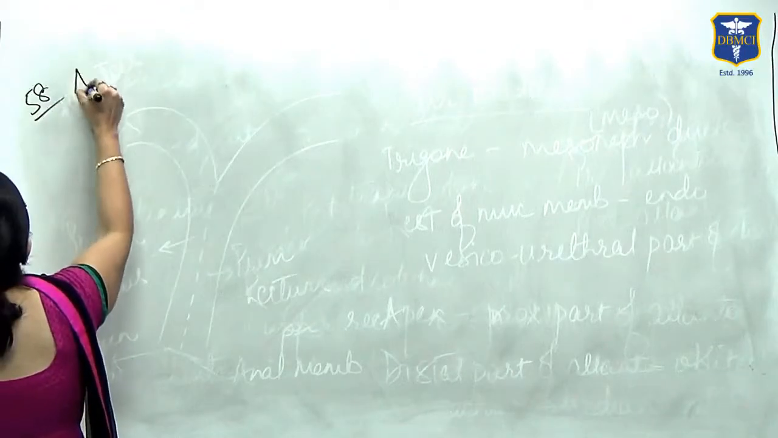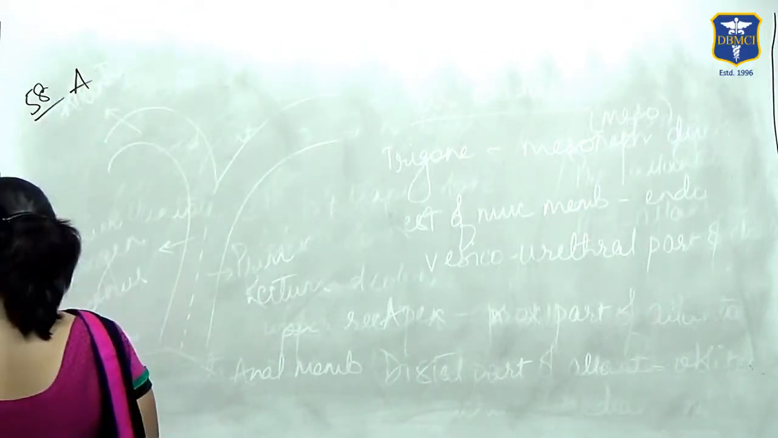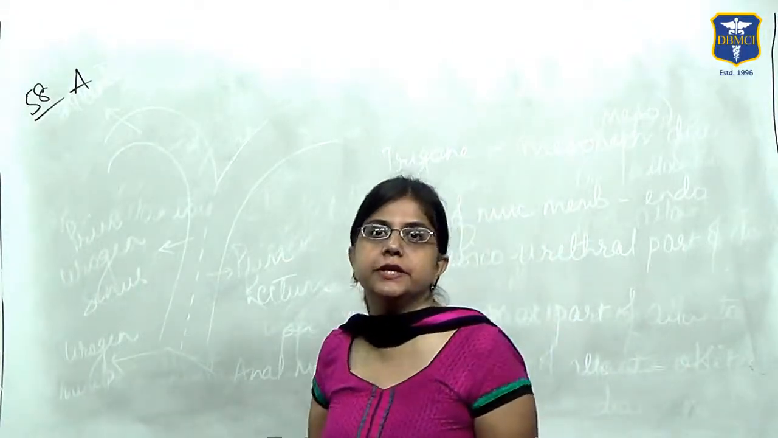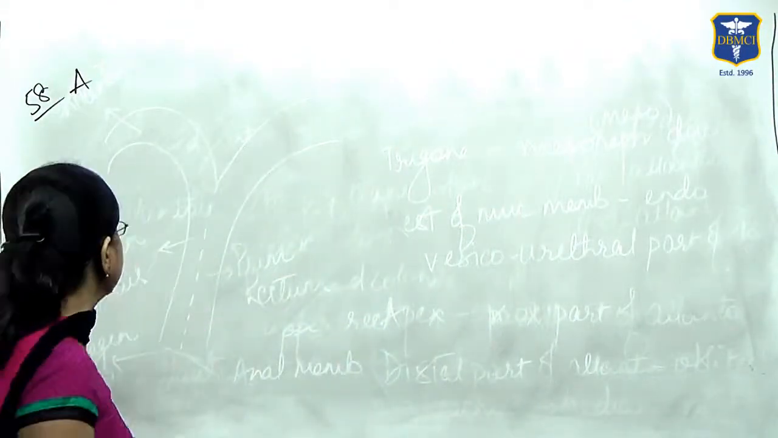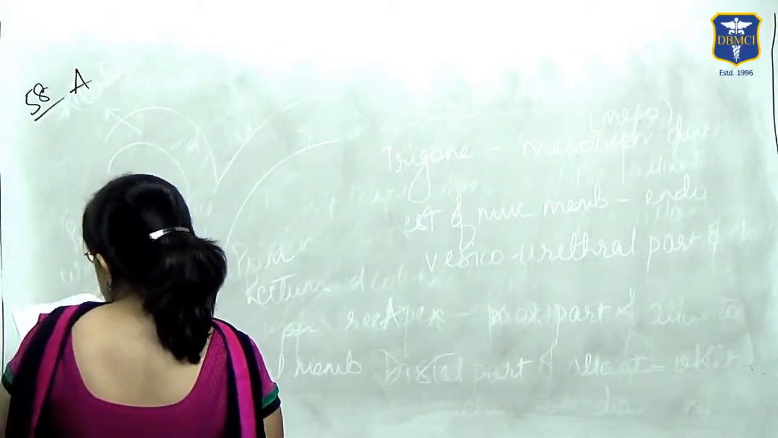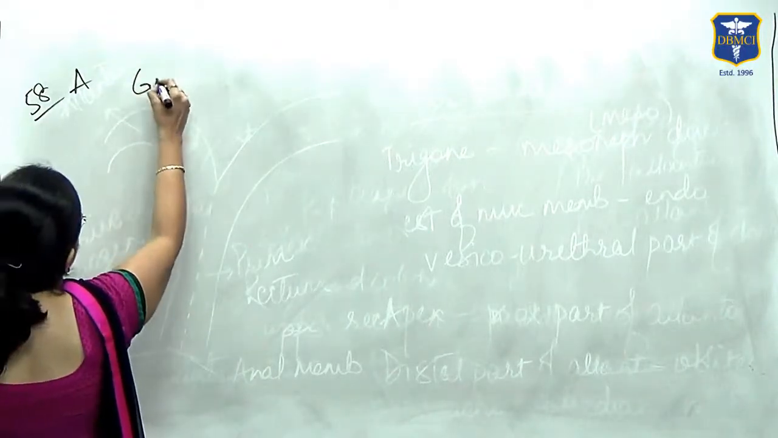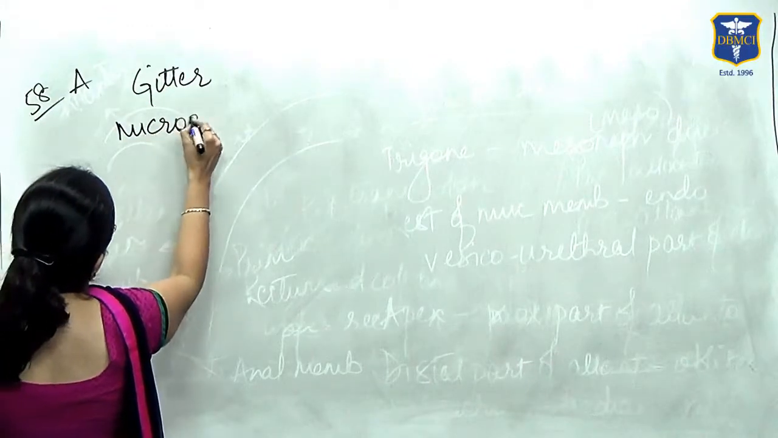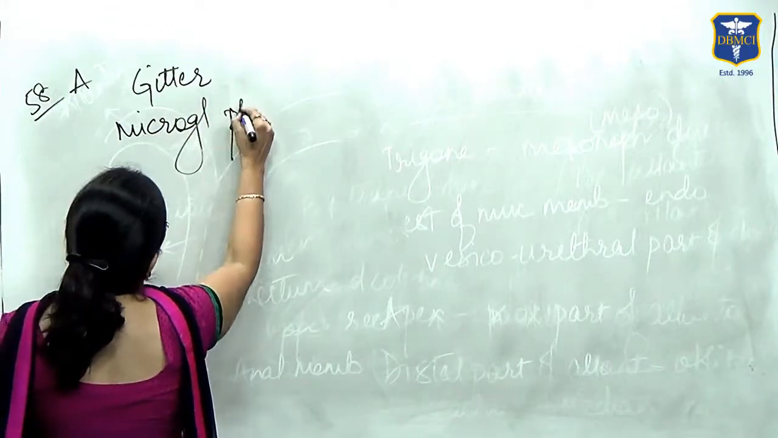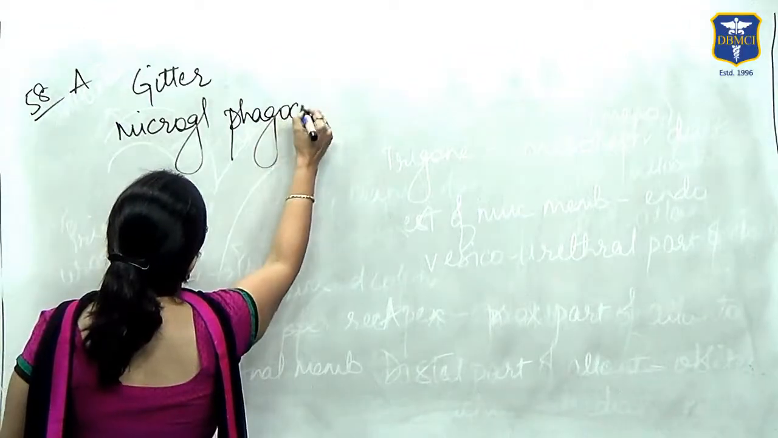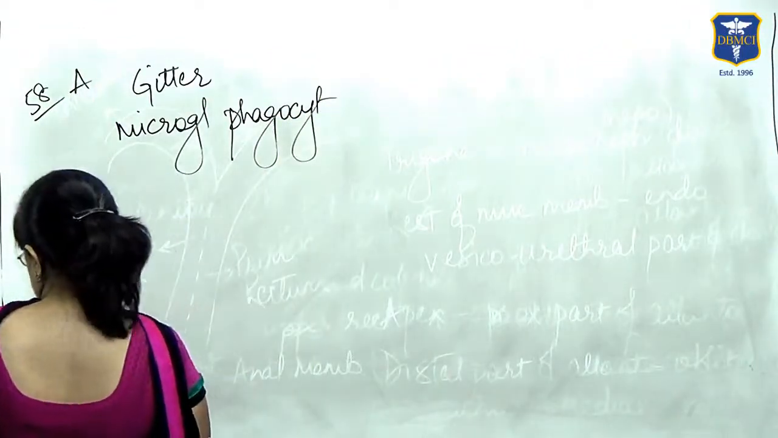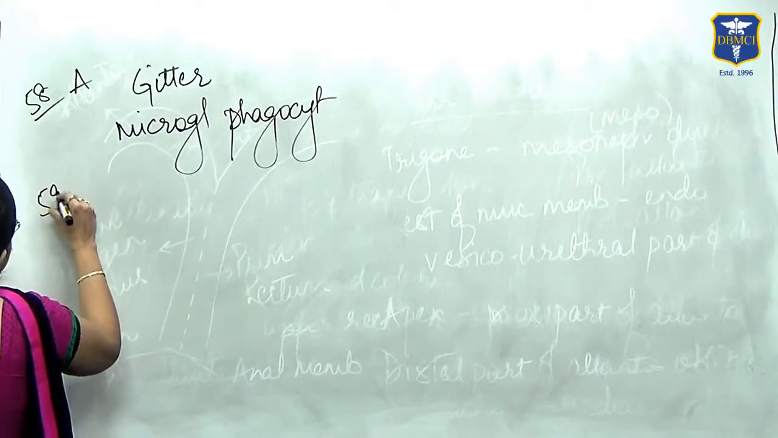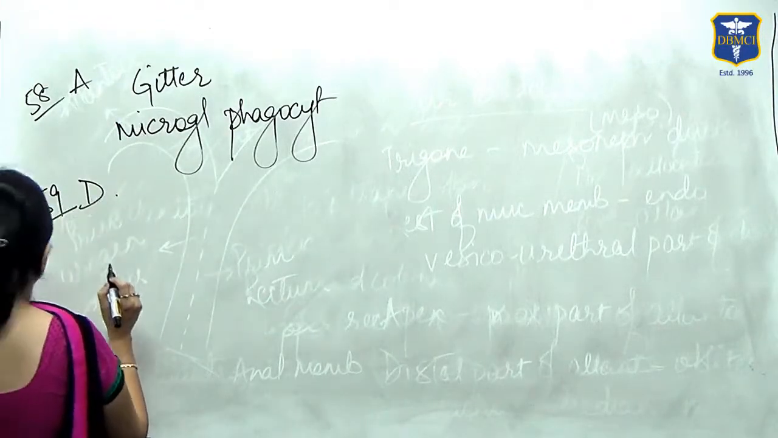58, the answer is A. The Hortega cells are also called the jitter cells, and these are the microglial phagocytic cells. Question 59, the answer is B.